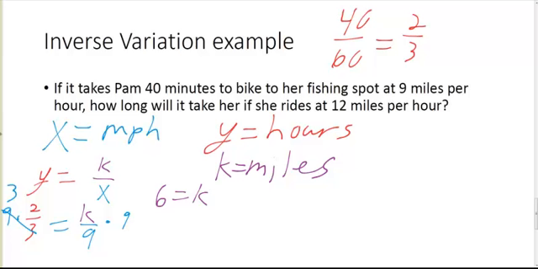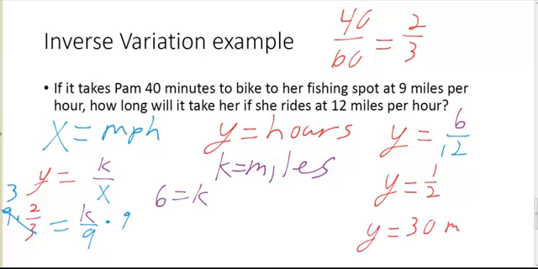Now we can check if it takes her 12. And so again, we're looking for a time. Our y equals our k, which is 6, and then we're going to divide it by 12. And then we'll say we reduce it, y equals 1/2 hour, or y equals 30 minutes, depending on how you want to say it.